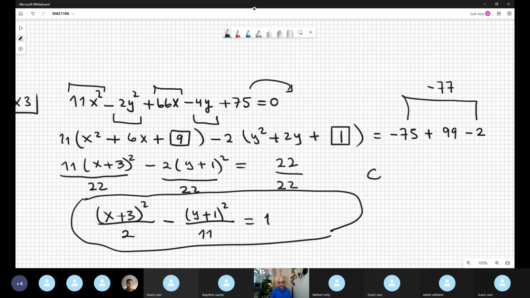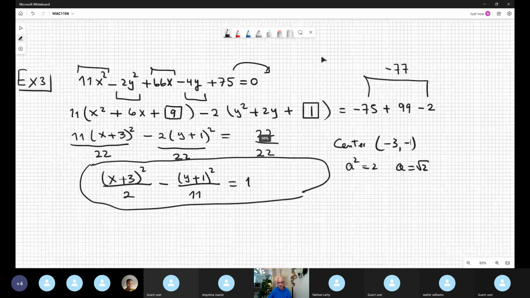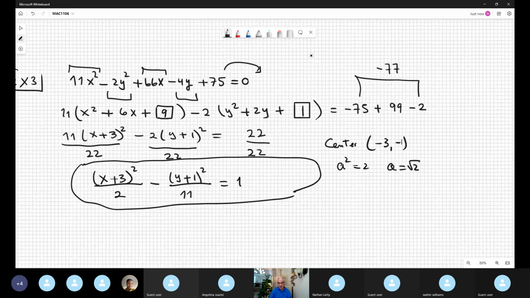Because the center of this hyperbola is located at the point minus 3, minus 1. Let me check it. Yeah, minus 3, minus 1. I see a squared is 2, therefore a alone is radical 2. It's a weird number, 1.41 something. This is the reason, guys, that sometimes making a sketch by hand is crazy. Therefore, we need a graphing calculator, and a special graphing calculator that I created for you.